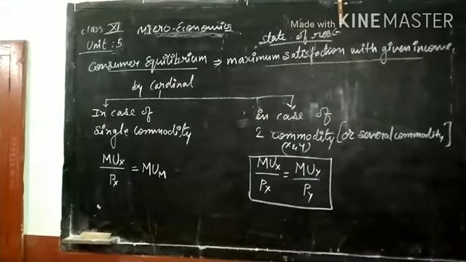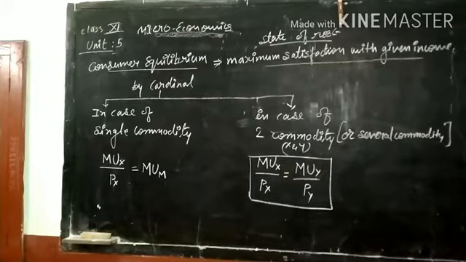Consumer equilibrium in case of a single commodity. The condition for the equilibrium is that the ratio of marginal utility of commodity X and its price should be equal to the marginal utility of money. What is marginal utility of money?